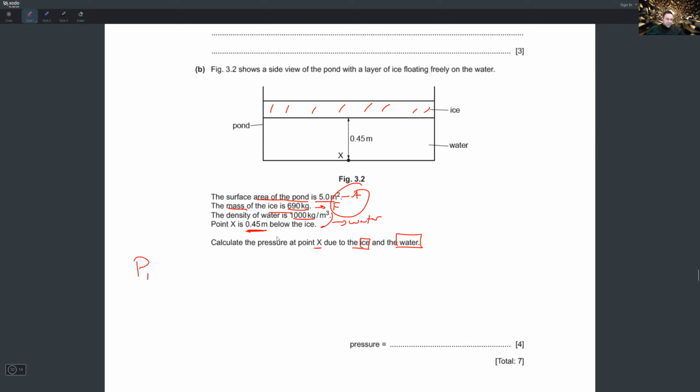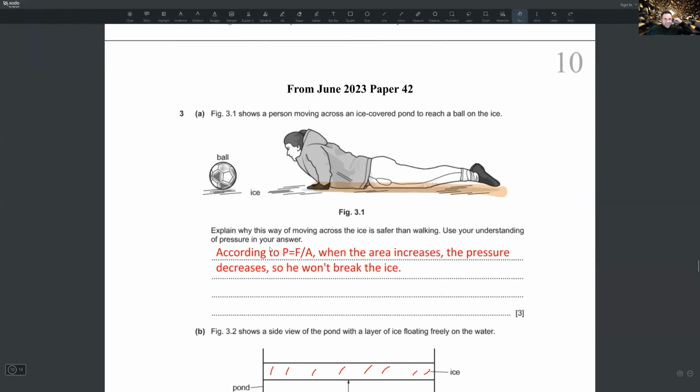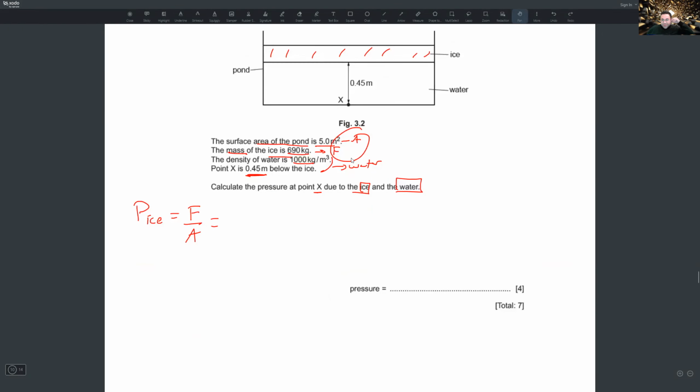Pressure of the ice equals force over area. What's the force? It is the weight of the ice. The mass is 690. This is 2023, so normally mass times gravity, mg over area. The mass is 690 times 9.8. Thank God I can use it now. Over what's the area? 5. 690 times 9.8 over 5 gives 1352.4. Then I want the pressure due to ice and water.